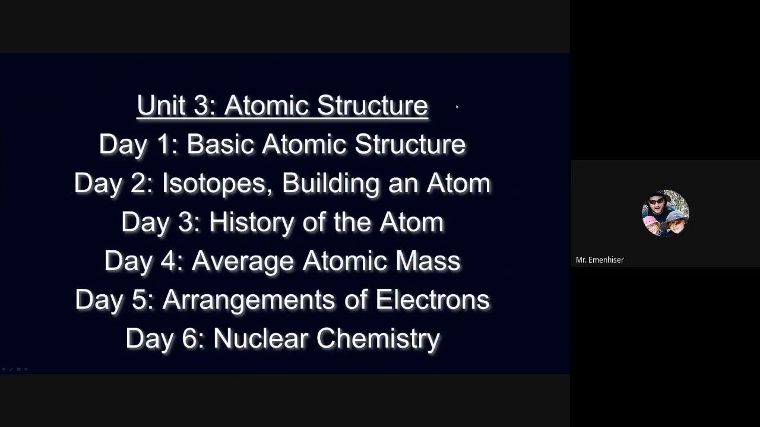All right, here is an overview of Unit 3 on atomic structure. We'll spend some time talking about basic atomic structure, what is in the atom. We'll talk about isotopes. We're going to do an activity where we will build, it's called Building an Atom, and it's a PhET virtual lab simulation, which is kind of cool. So hopefully that'll be kind of fun. We'll talk about the history of the atom. We'll talk about average atomic mass. We'll talk about arrangements of electrons around the atom, and then we'll talk about nuclear chemistry a little bit. So this is a really cool chapter, really cool unit.